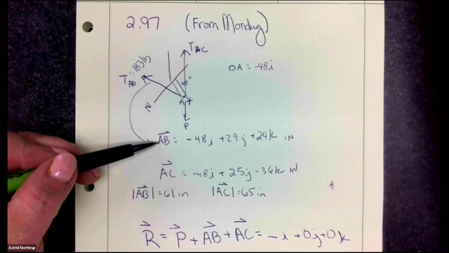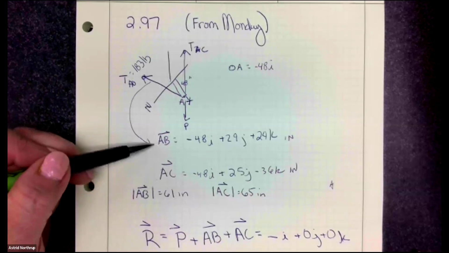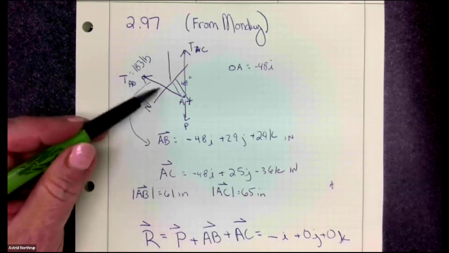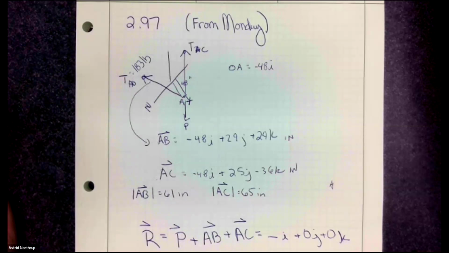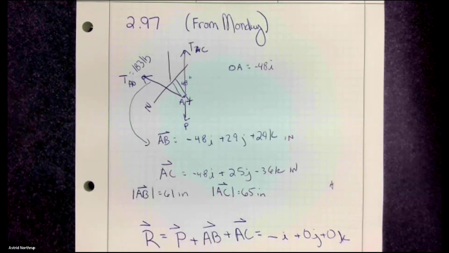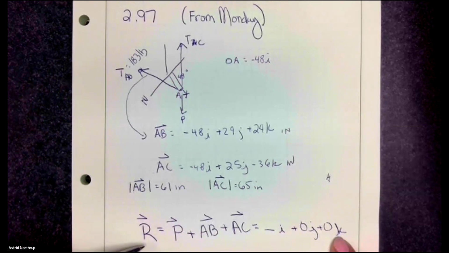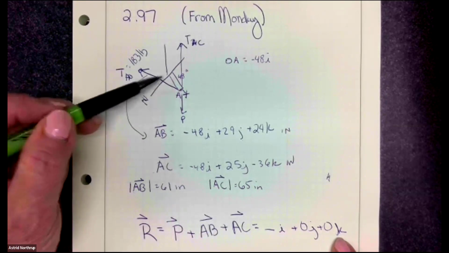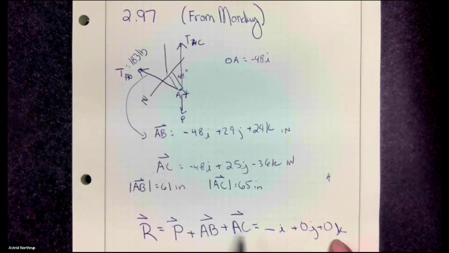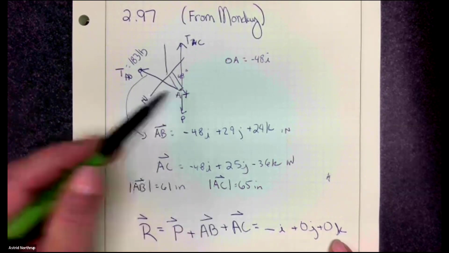What we did on Monday was we found the length of each vector. So we took the dimensions of each of those cables, knowing that the force has to be directed along those cables. Then we found the lengths of those two cables. Then finally, what we're working with is it says the resultant of P, AB, and AC is all directed along the rod.